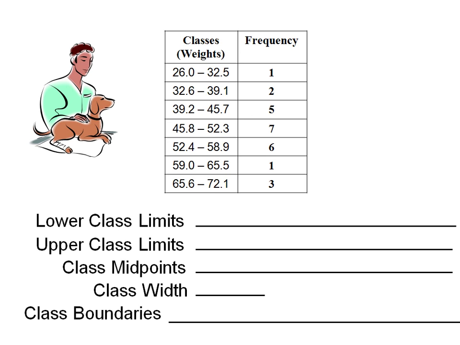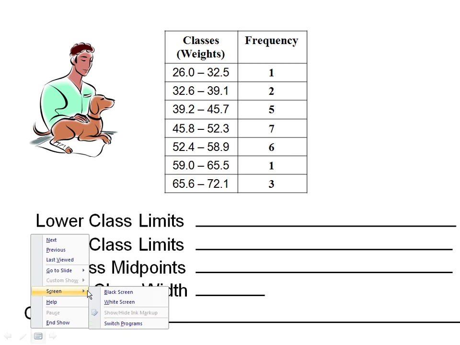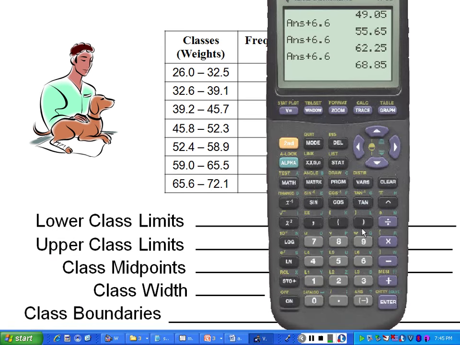And then class boundaries. Look at this now. Before you were saying, well, we can subtract 0.5 and add 0.5, right? Well, can we do that here? No, not really. Look what happens here. We have 32.5 plus 32.6. We divide them by 2, and we get what? 32.55. So here's your lower boundary for this one.